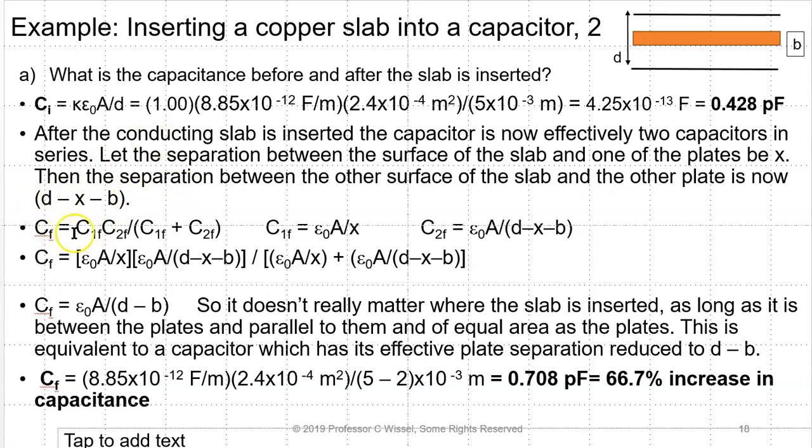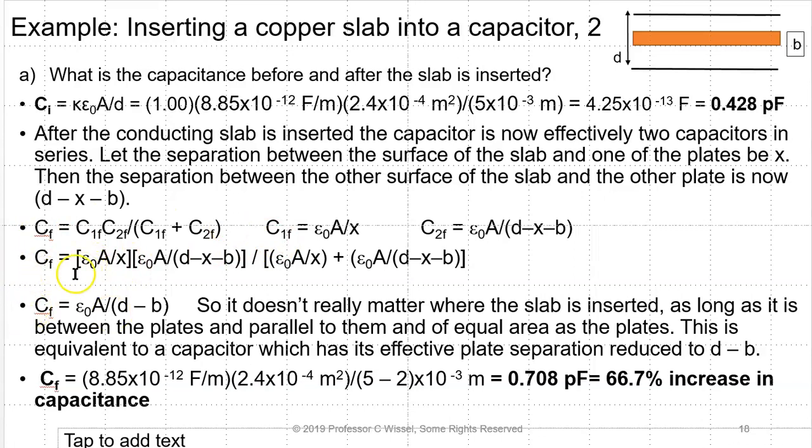CF is going to be C1F times C2F divided by the quantity C1F plus C2F. They're in series. That's where this comes from, product divided by sum. C1F is epsilon naught A divided by X. C2F is epsilon naught A divided by the quantity D minus X minus B. So we can substitute in here.